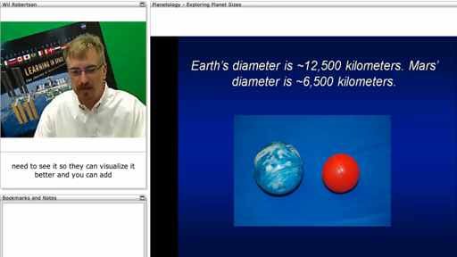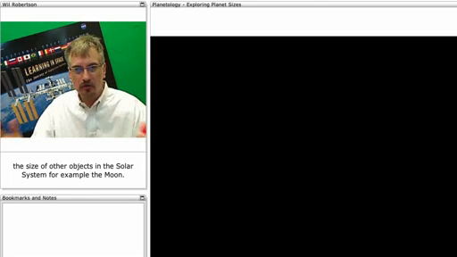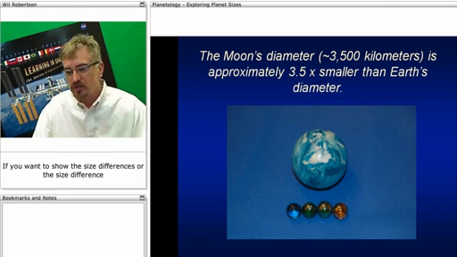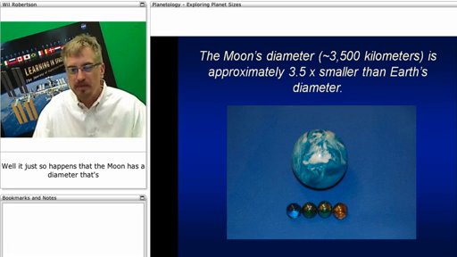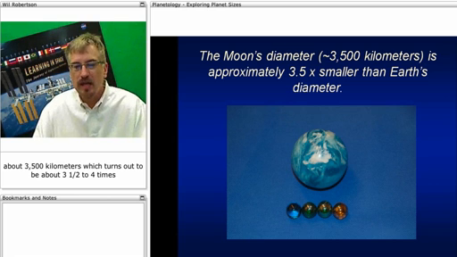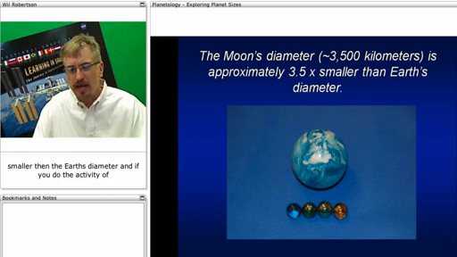And you can add the size of other objects in the solar system, for example, the Moon. If you want to show the size difference between Earth and Moon, you make another scale. It just so happens that the Moon has a diameter of about 3,500 kilometers, which turns out to be about 3.5 to 4 times smaller than the Earth's diameter.